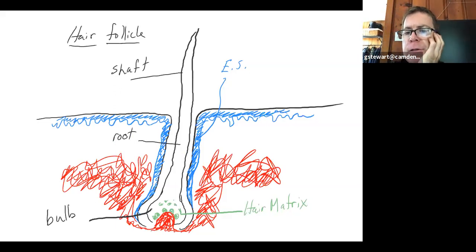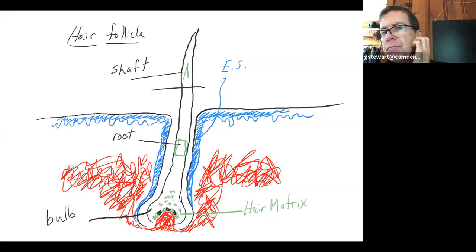But this hair matrix is a very special region, and I'm going to use my black pen. There are also melanocytes in the hair matrix. So there's stem cells giving rise to new hair cells, as well as melanocytes that give pigmentation to our hair, give us our hair color. And these cells quickly die as they leave the hair matrix region, and they're dead by the time they get to the root region, and completely dead up here. That's why when we cut our hair, we feel nothing. The cells are dead and we have no nerve endings up there.